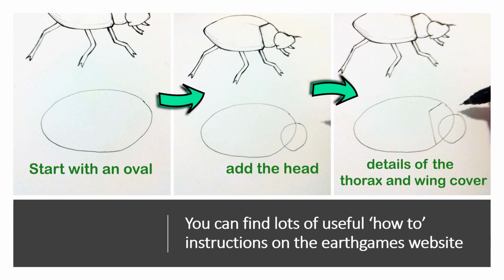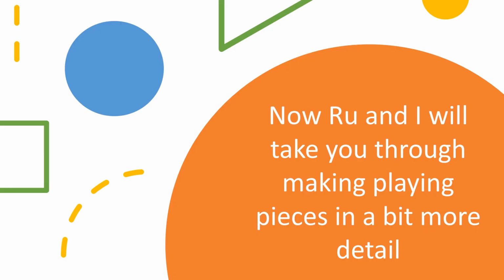Once you're quite confident drawing your insects, or you have a fairly good idea of what your insects look like, maybe you've chosen one that you really love, whose behaviour inspires you in some way, then maybe you can move on to making your playing pieces. So Rue and I will take you through making some playing pieces in a bit more detail.